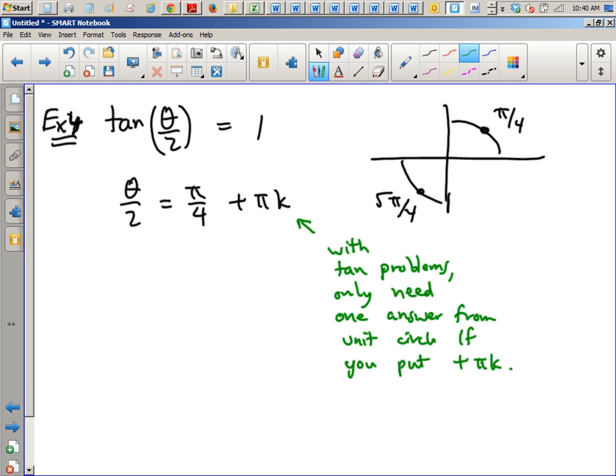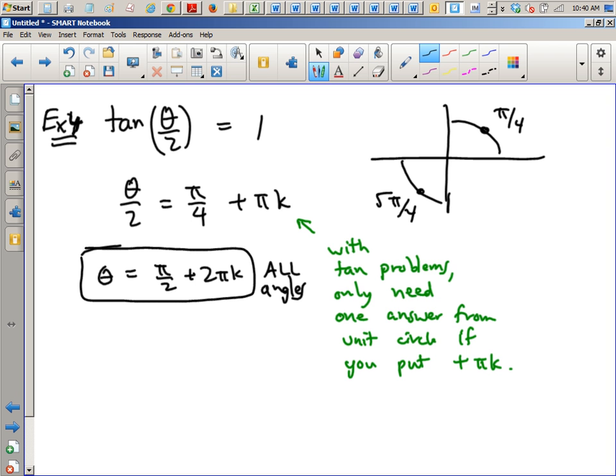All right. I would like to now simplify this. So I'm not quite done. I'm supposed to get theta. Right now I have theta over 2. So what do I need to do to get the theta by itself? Double it. Right. So doubling both sides gives me pi over 2 plus 2 pi k. These are all the angles in the entire universe that make the original equation true. And if you want just angles on 0 to 2 pi, then you just go with pi over 2, drop the 2 pi k.